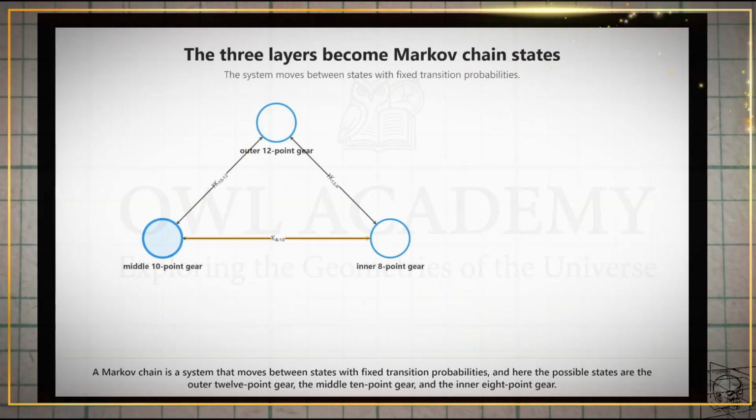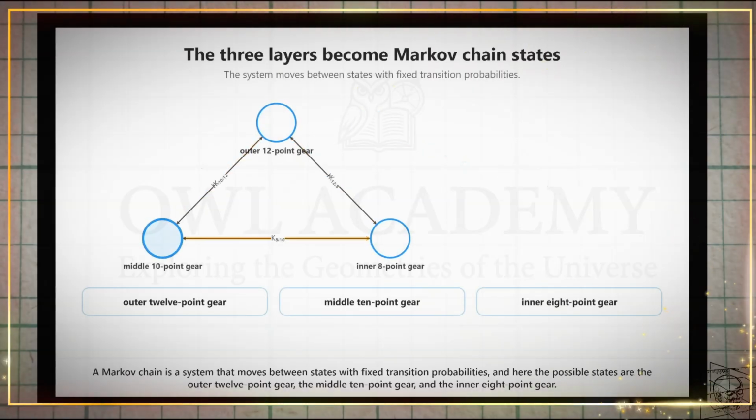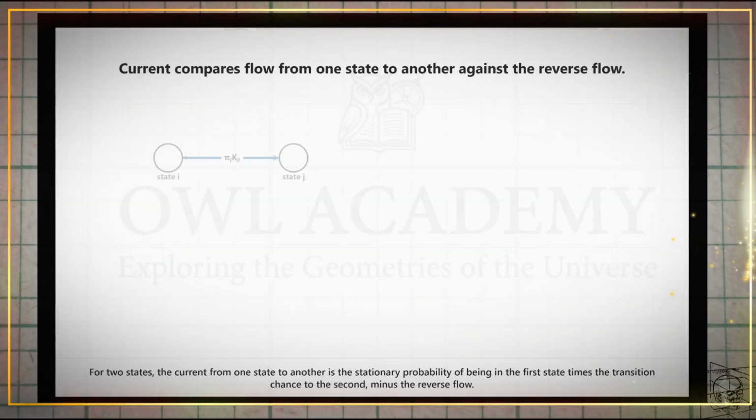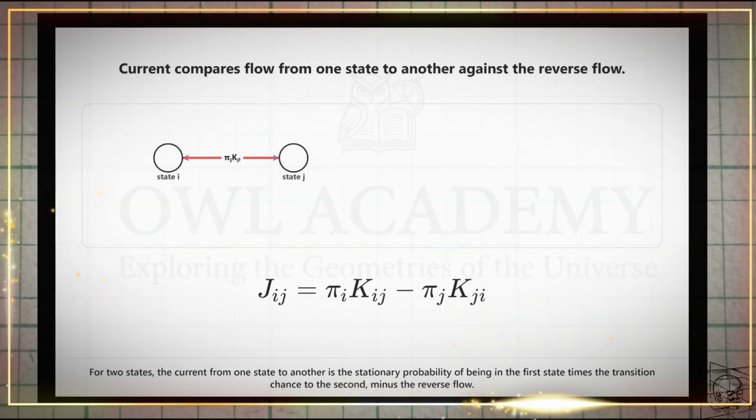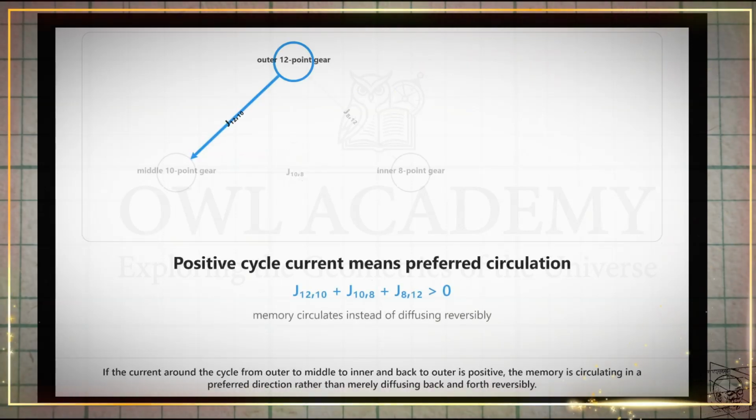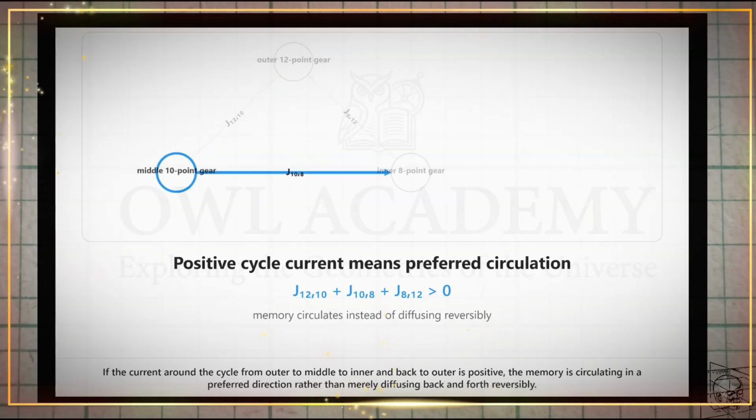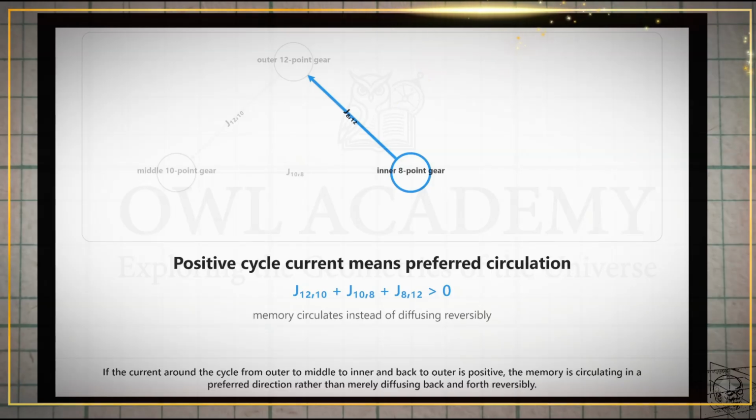A Markov chain is a system that moves between states with fixed transition probabilities, and here the possible states are the outer 12-point gear, the middle 10-point gear, and the inner 8-point gear. For two states, the current from one state to another is the stationary probability of being in the first state times the transition chance to the second, minus the reverse flow. If the current around the cycle from outer to middle to inner and back to outer is positive, the memory is circulating in a preferred direction rather than merely diffusing back and forth reversibly.